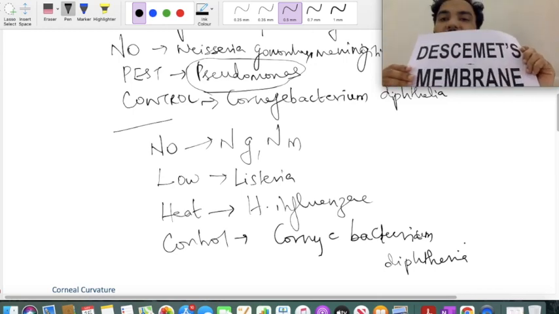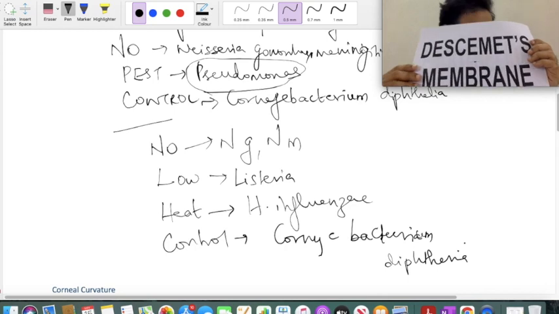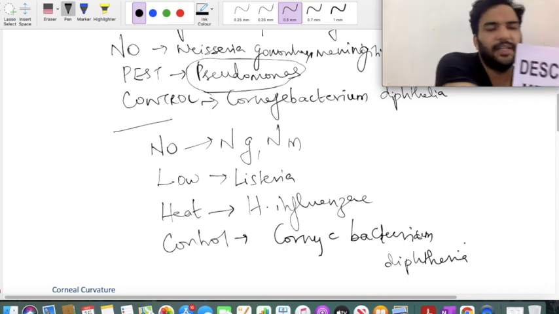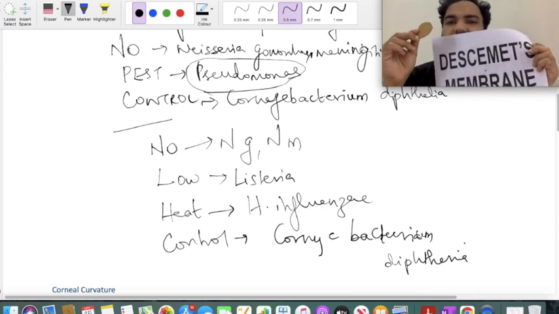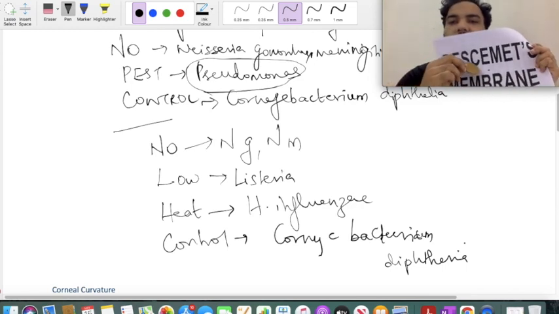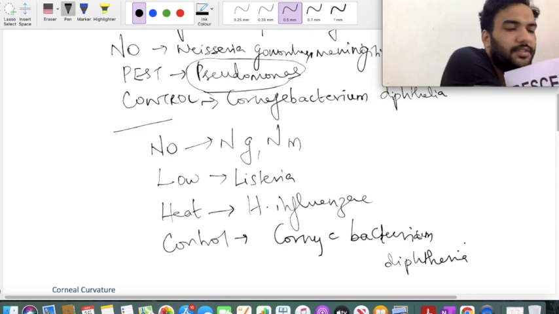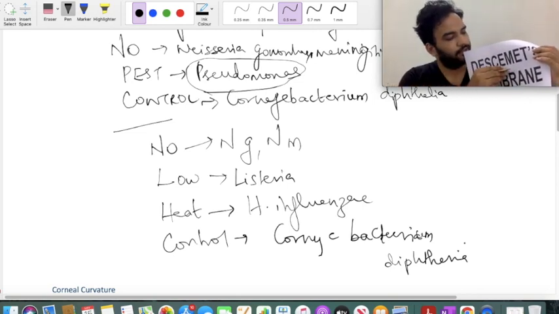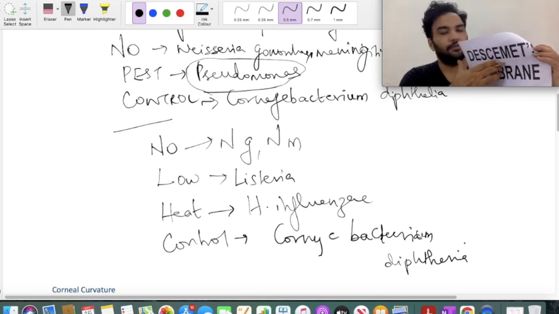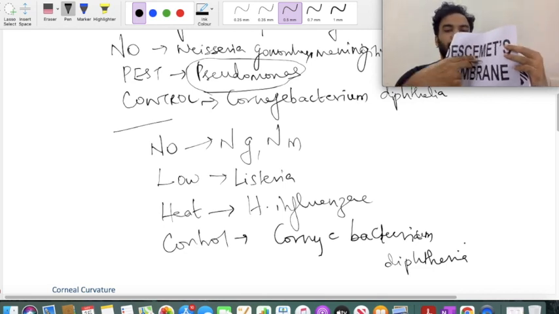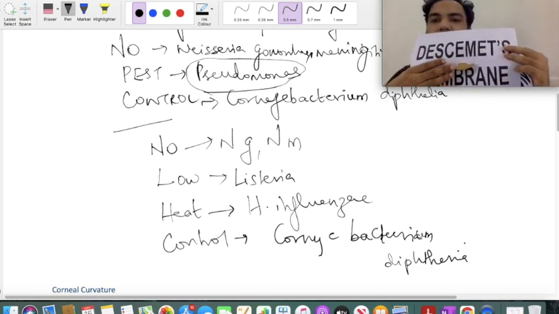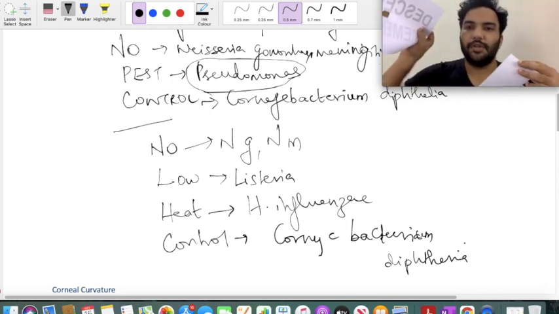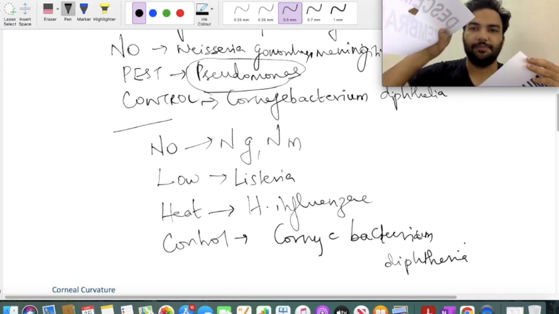And coming to Descemet's membrane, it is a tough layer, and only one organism can penetrate it. Let's imagine this as bacteria. It cannot penetrate. Whereas let's say this is fungus. So fungus can penetrate Descemet's membrane. As you can see, it can penetrate into the Descemet's membrane. So fungus can penetrate Descemet's membrane. As you can see here, it has penetrated.